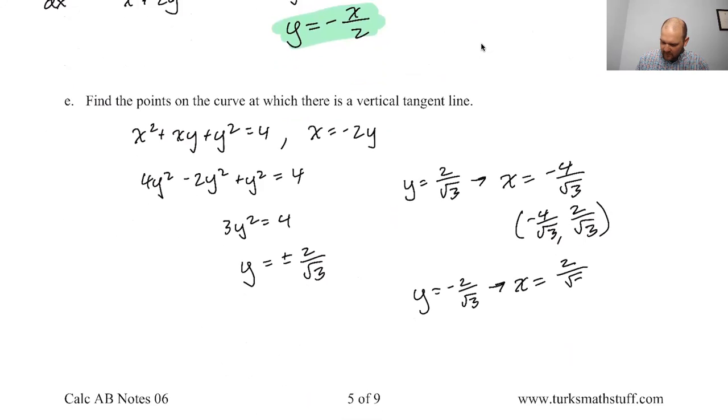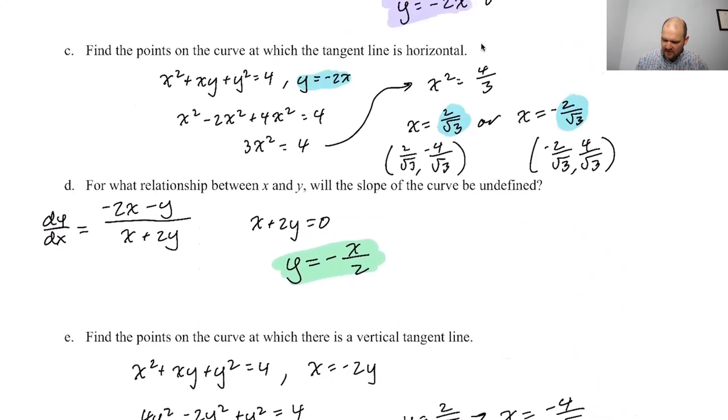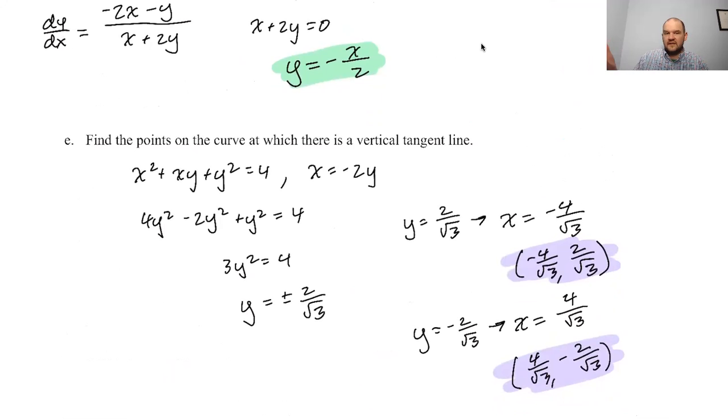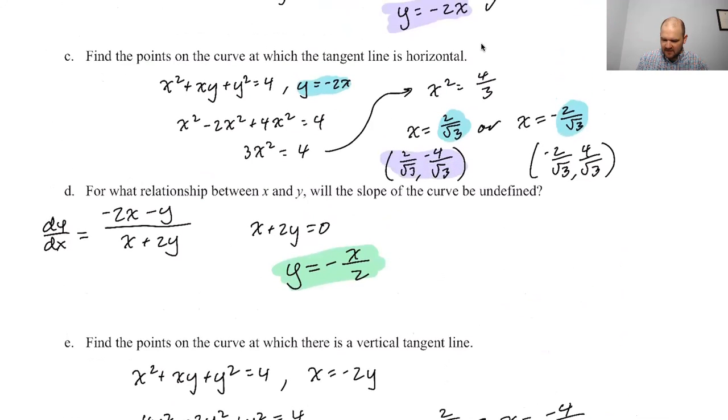And then if y equals negative 2 over root 3, x would be 4 over root 3. So my ordered pair would be 4 over root 3, comma, negative 2 over root 3. Okay, so let's go with a little highlighter on this. This is 1 point. This is 1 point. So that's where I think the slope of the tangent line is undefined. So I think vertical tangent lines at x equals plus or minus 4 over root 3. And I think the horizontal tangent lines are y equals plus or minus 4 over root 3.